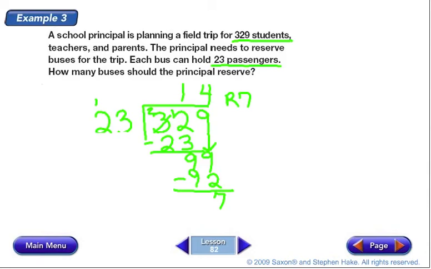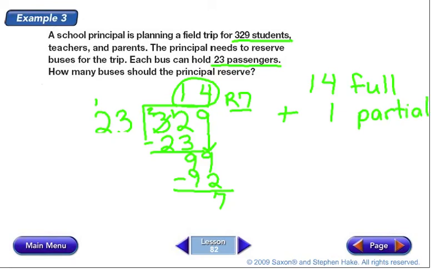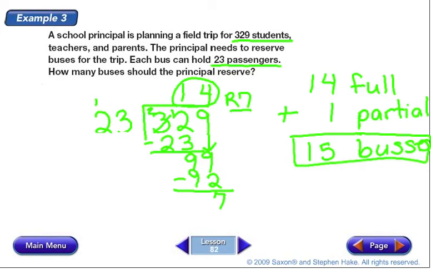And the reason that I have a remainder is because these are actual people going on a bus. So I have filled 14 whole buses. But I have 7 more people that are going on that trip. So I need to get a bus for them because they can't ride on the roof. So I have 14 full buses plus 1 partial bus, means it's not quite full, means I need a total of 15 buses for that trip. Okay?